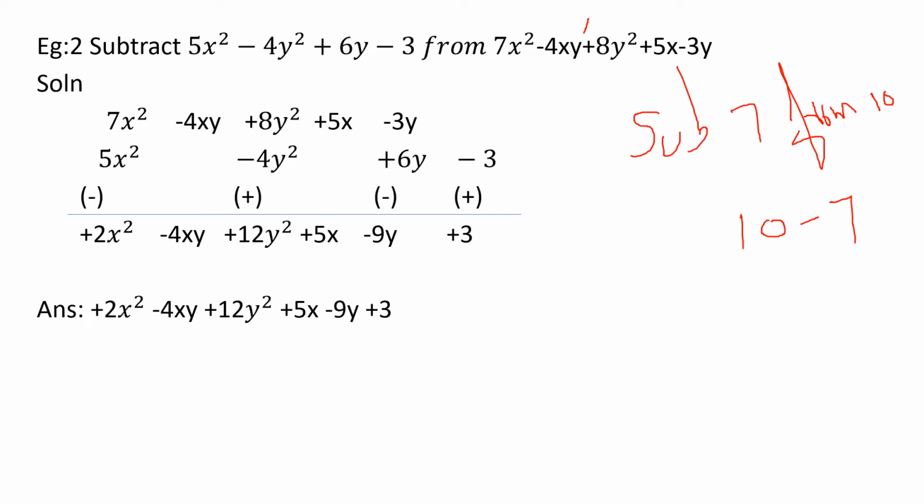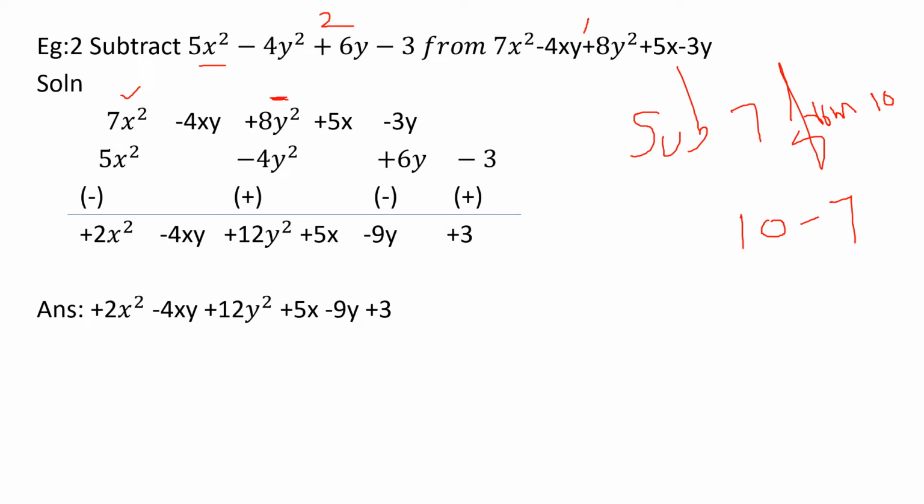So first copy down this equation, no changes. 7x square minus 4xy plus 8y square plus 5x minus 3y. Now write down the second equation. 5x square. So whether any x square term is there? Yes. The first term, right? So we'll write here x square. Then minus y square. Where is y square term? This is y square term, right? So we'll write minus y square.